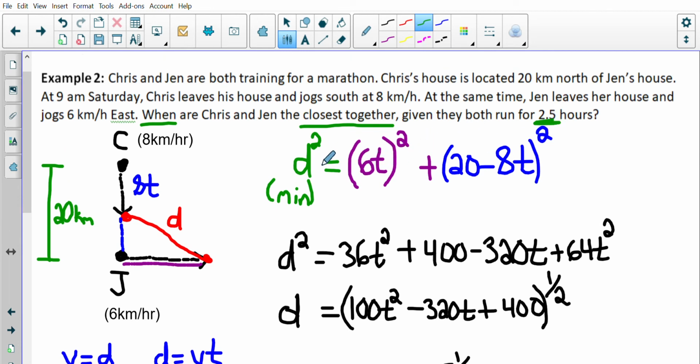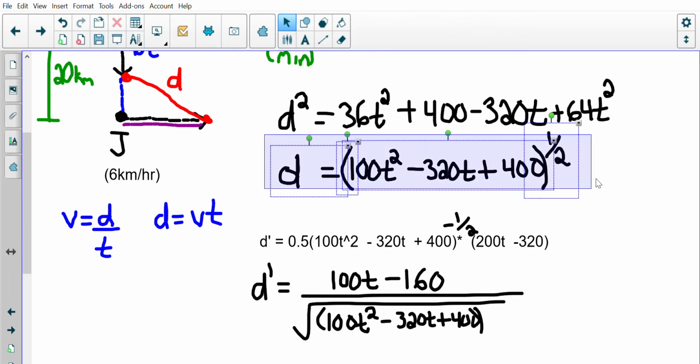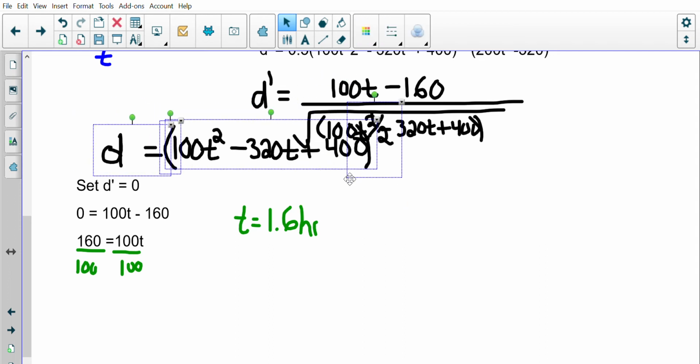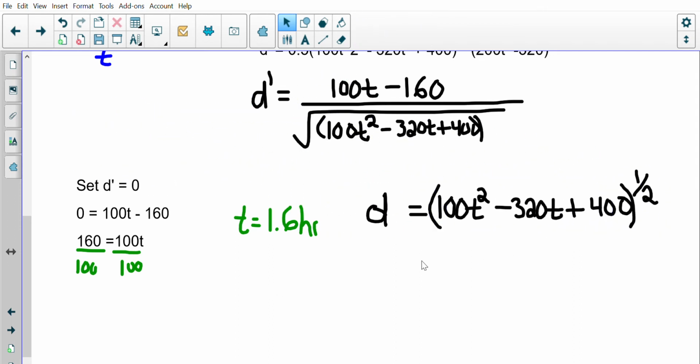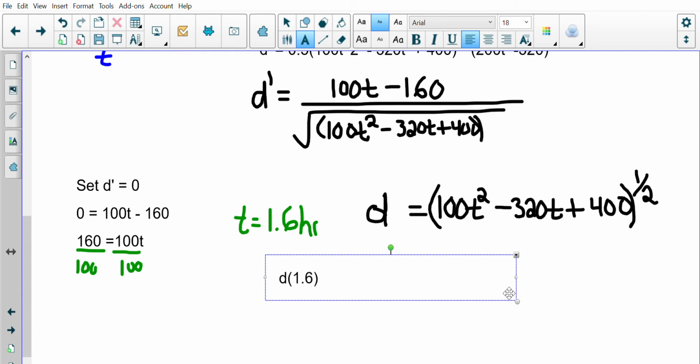All right, so here's our d equation right here. I want to see if I can copy it. There we go, Control C. All right, so if I substitute in my t of 1.6, now just for time, I'll tell you that I subbed it in and did my calculations, and I got 12 kilometers.